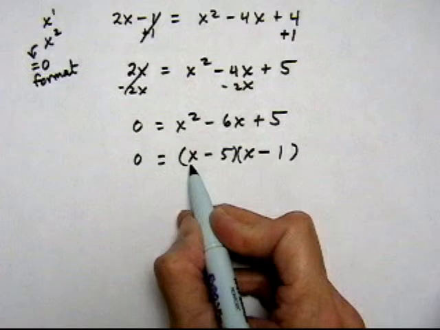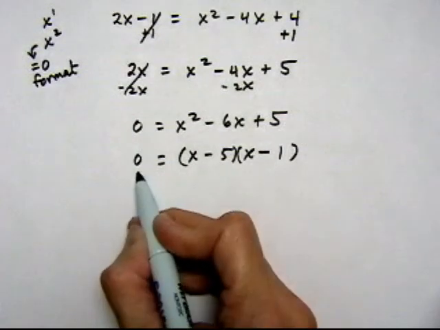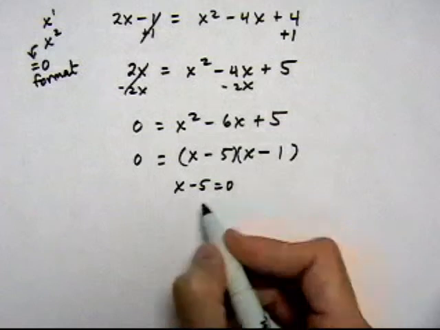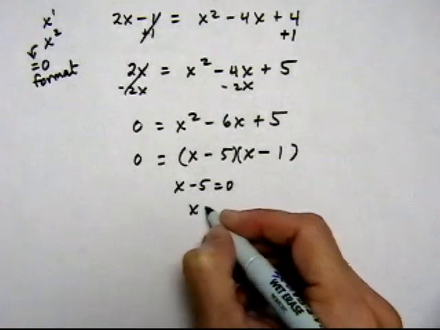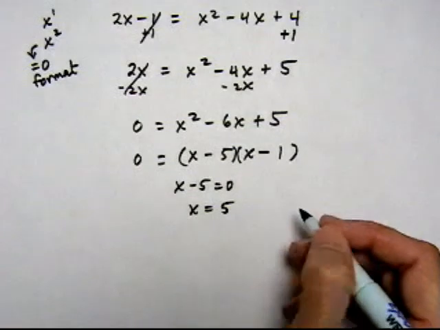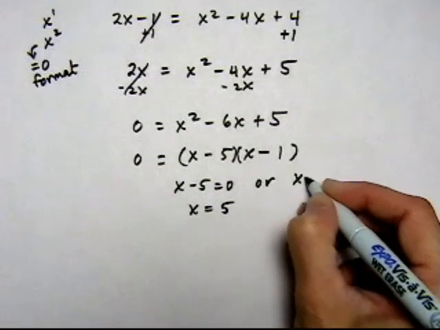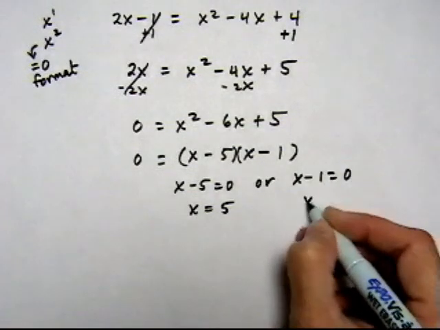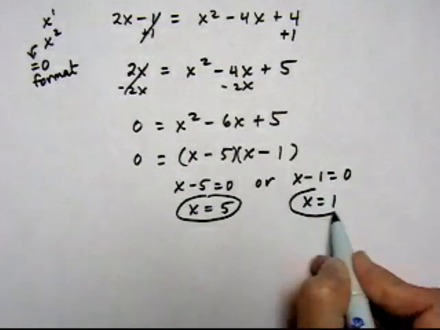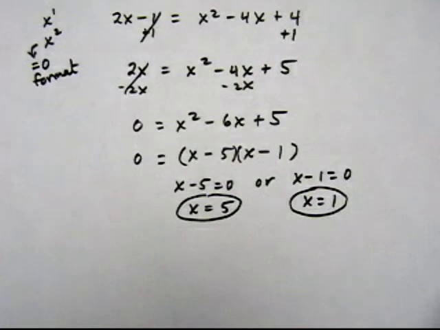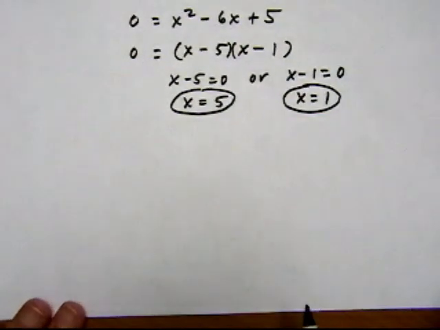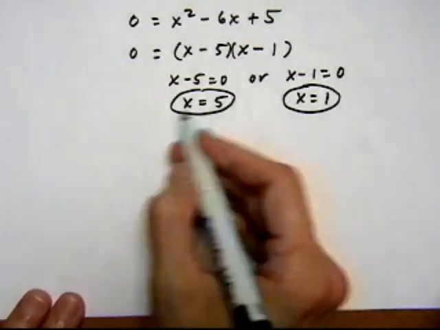So now we have either x minus 5 equals 0 or x minus 1 equals 0. Because in either case, if one of them equals 0 and they multiply together, then the product will be 0. So x equals 5 or x minus 1 equals 0, which would be x is equal to 1. So we have two solutions here. Now sometimes both solutions are going to check out and be fine. Sometimes one of them will, sometimes neither of them will. So we have to check both solutions.